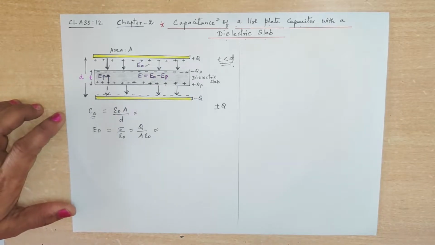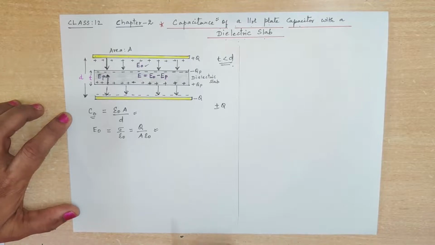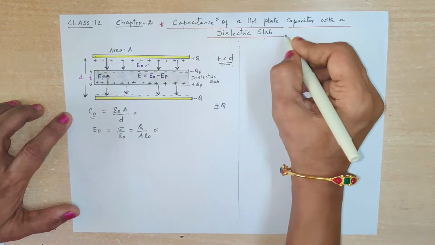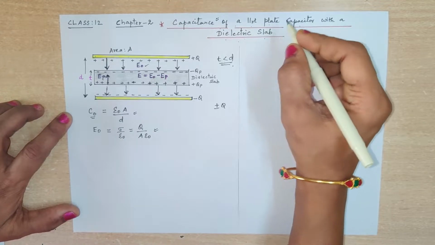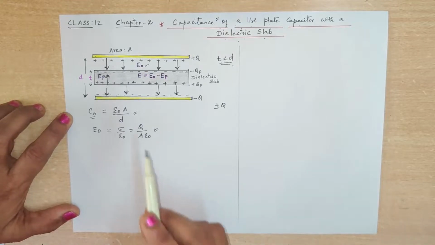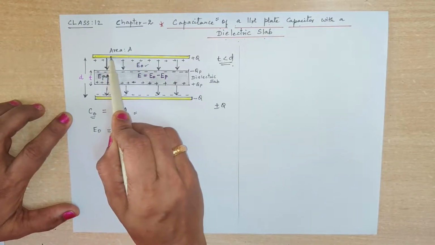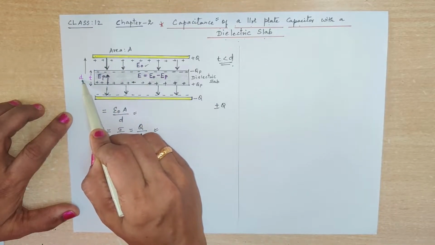Hello students, in this video we are going to learn about the capacitance of a parallel plate capacitor with a dielectric slab in between. When the dielectric slab is introduced, how does it affect the capacitance of a parallel plate capacitor? You can look at the diagram here. There are two plates having area of cross section A and separated by distance D.